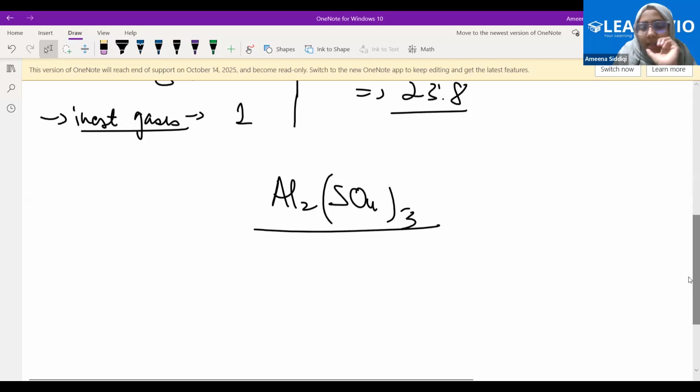Ammar will tell me how many different elements are here, how many molecules are there, how many elements are here, how many atoms are here. Okay. Just try to answer this. Ma'am, I think 4.